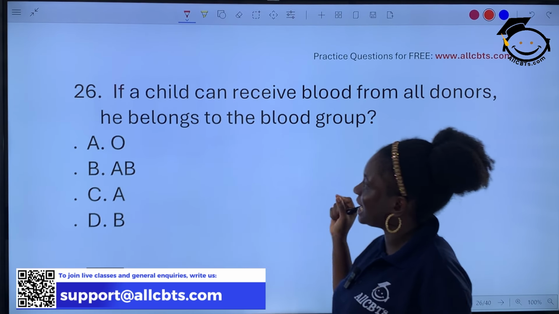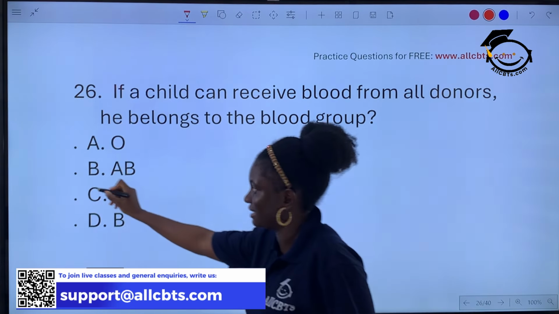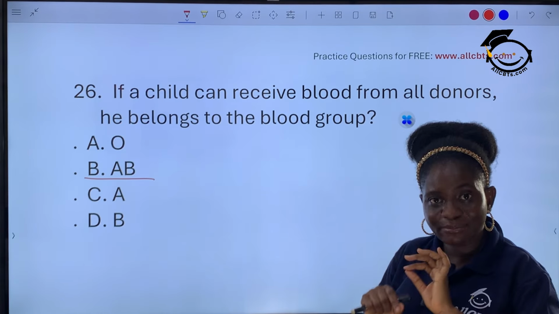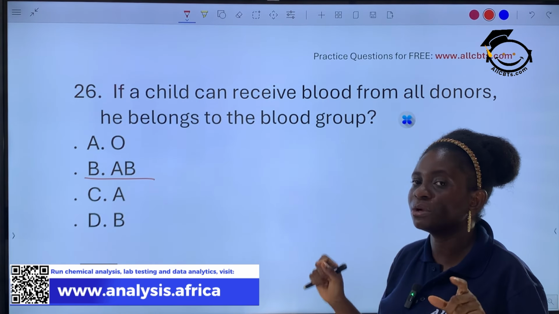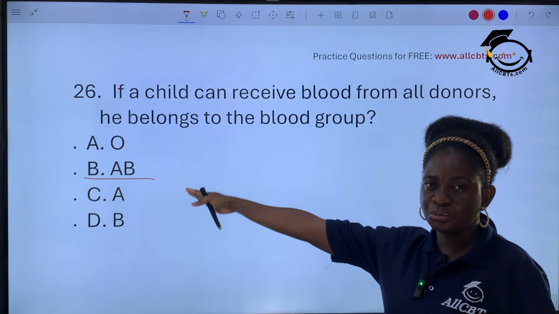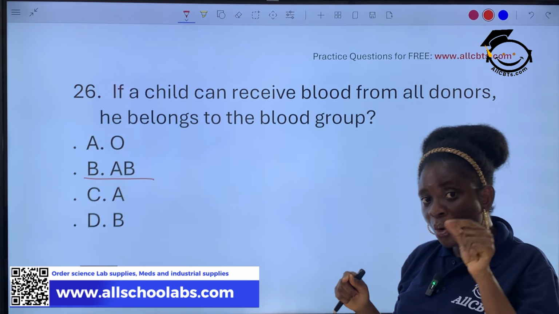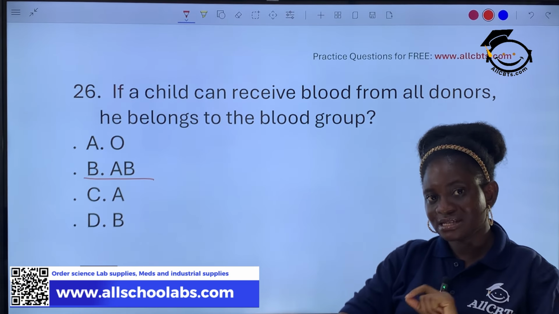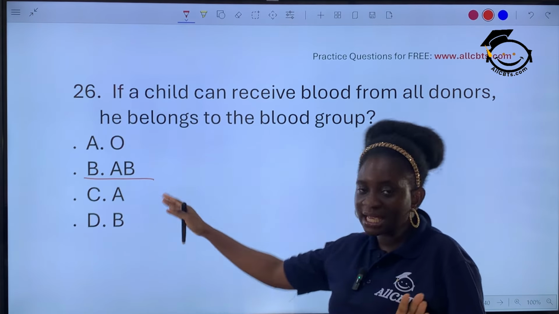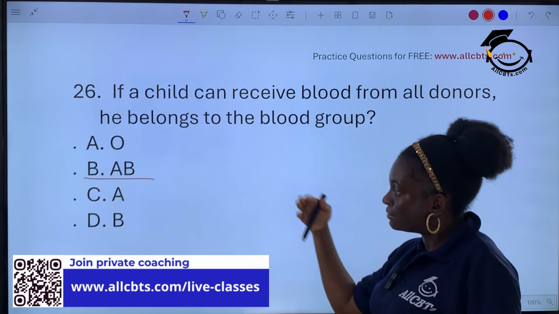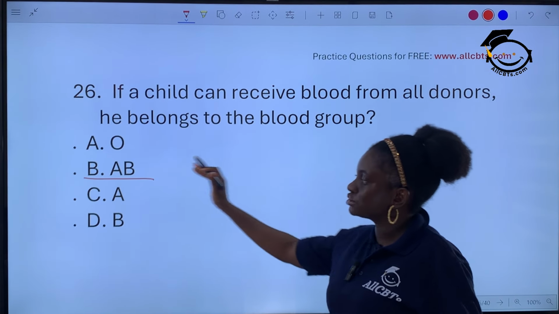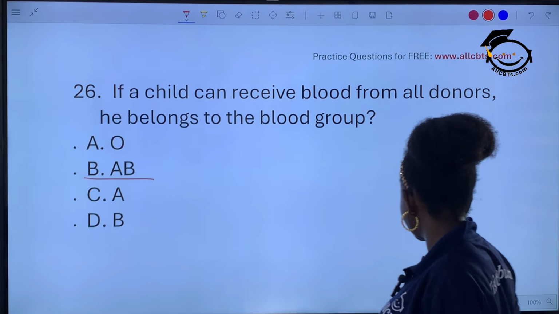So the correct answer here is AB, like we said earlier. People with blood group AB can receive blood from all other blood groups. But for blood group O, especially O negative, they are universal donors. They can give blood to any other blood group. But A can only receive from A, B can only receive from B. So option B is the correct answer, AB.